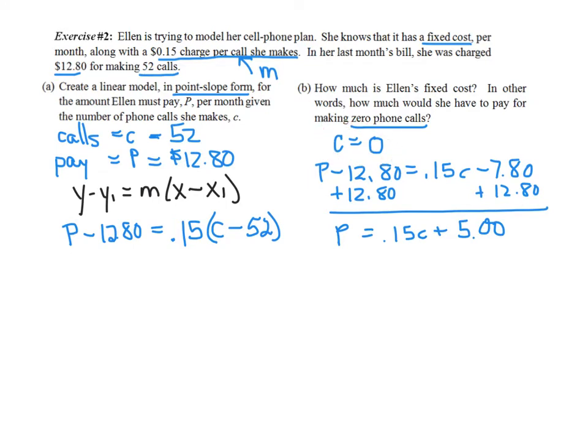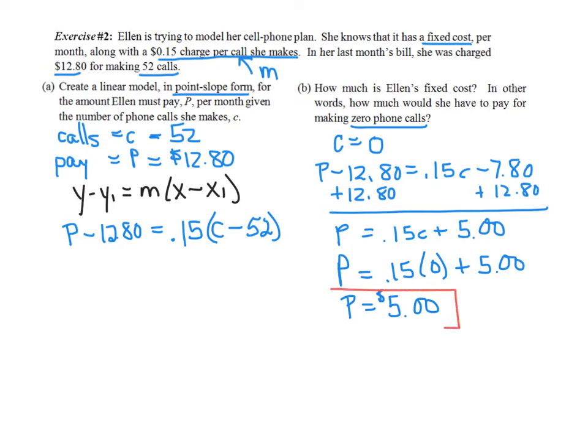So if the number of calls is equal to 0, we can substitute that in for C. So 0.15 times 0 plus $5. That shows us that the amount that she's going to have to pay for making 0 calls will be $5. That answer actually is the y-intercept of my function. That makes sense because my independent variable is equal to 0, and my dependent variable, P, turns out to be $5.